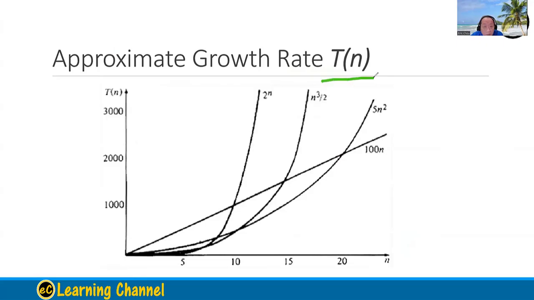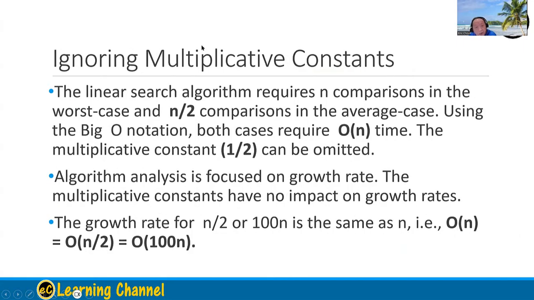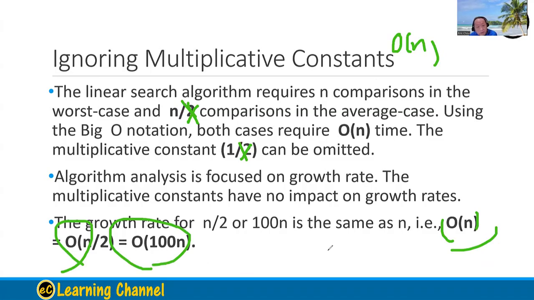So here we have the T of n. You may have different numbers of steps when your n grows. And then you need to consider best cases, worst cases, and average cases. When you consider big O notation, you need to ignore the multiplicative constant. So order of n, order of half n, order of 100n are the same. We all call it order of n.